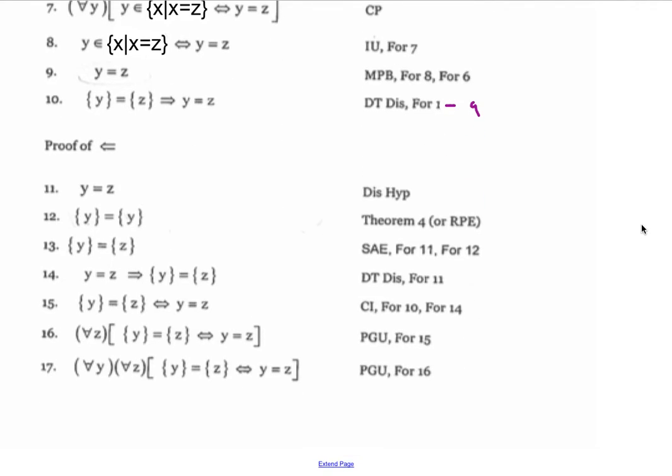The next thing we need to do is prove the other direction. So we start with y equals z this time, and we are going to finish with the set containing y equals the set containing z. And actually, that is the easier direction to go, because if I start with y equals z through Theorem 4 or reflexive property of equality, I know the set containing y equals the set containing y. Then I'm able to make a substitution for y into there, so I have the set containing y equals the set containing z, and now I'm home free. I know this implied statement must be true. Y equals z implies the set containing y equals the set containing z, and that's deduction theorem.